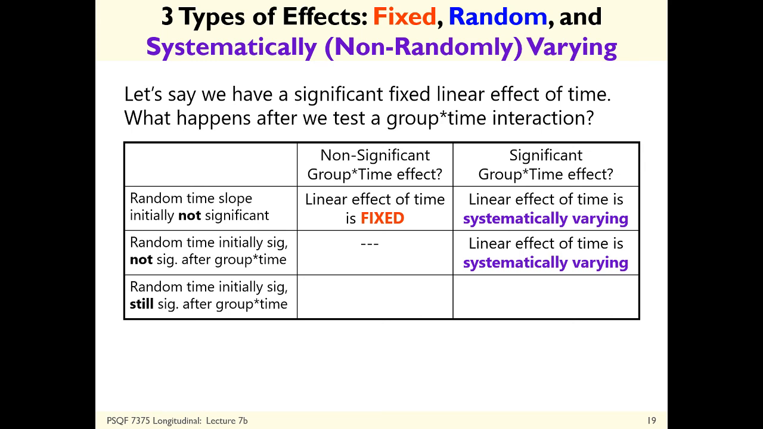If I had a significant group effect on the time slope, and the time slope stays random, then it's random either way. And I would say yes, each group needs a different time slope, and we still have unaccounted for time slope variation within groups after controlling for groups. That would be random.